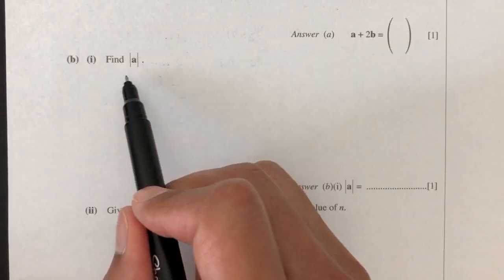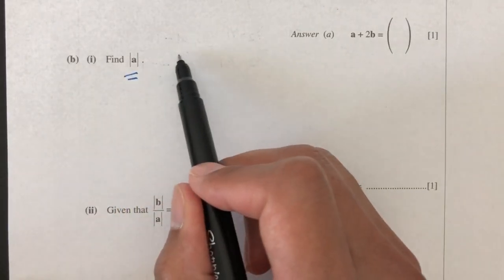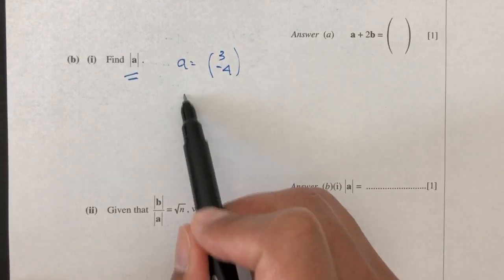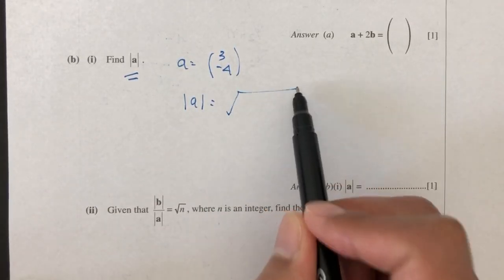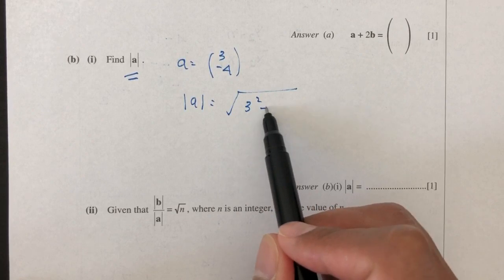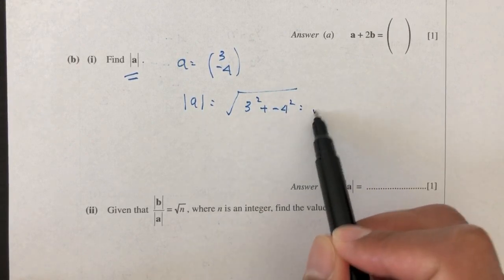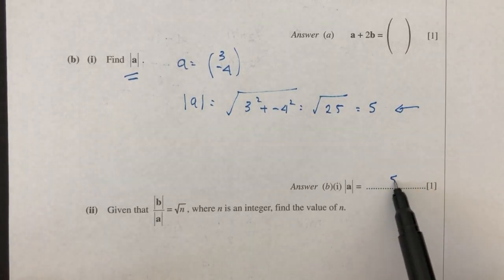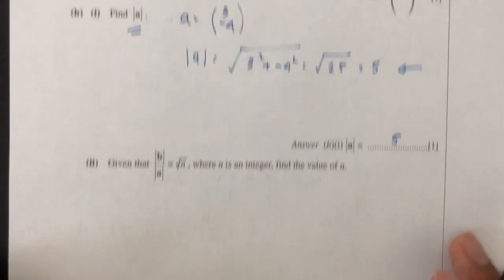Now for part B, find the magnitude of A. So pretty easy. A is given to us as 3 minus 4, so the magnitude of A will be the square root of 3 squared plus minus 4 squared, which is 25, which is 5. That's the value for part B.